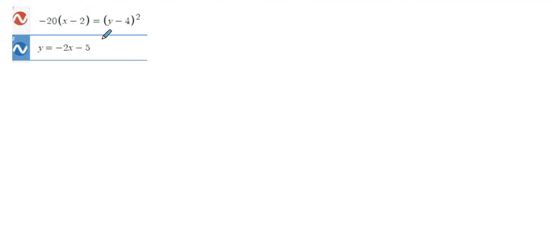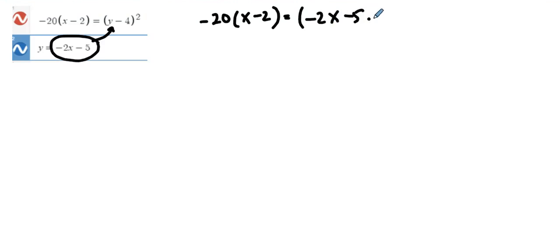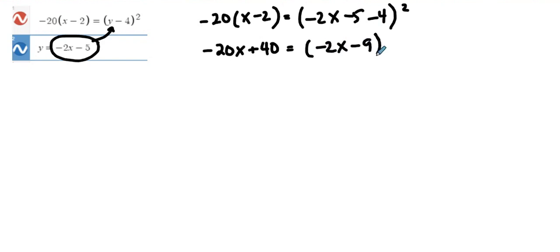So we have to substitute the value of y into the equation up here. Okay, so that's the first step that I will do. So instead of y, I have (negative 2x minus 5 minus 4) squared. Okay, so I guess I'll simplify this side because there's not much else I can do here. I'll simplify (negative 2x minus 9) squared. So be careful with the square.